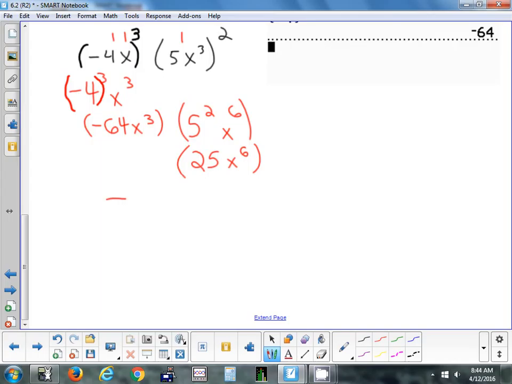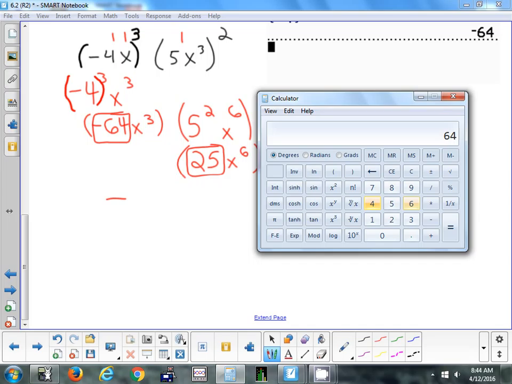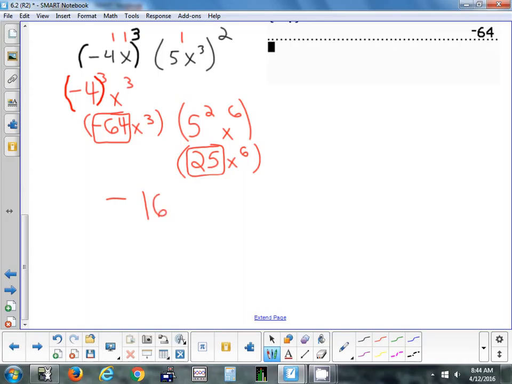Now I'm good. I know my answer is going to be negative. I'm going to multiply negative 64 times 25. 64 times 25, 1,600. All right, so I multiplied the negative 64 and the 25. Is there anything else there that I can do? Logan? You add the x to the third and x to the sixth. Nice. And what would I get? You get x to the ninth. X to the 9th. Right?